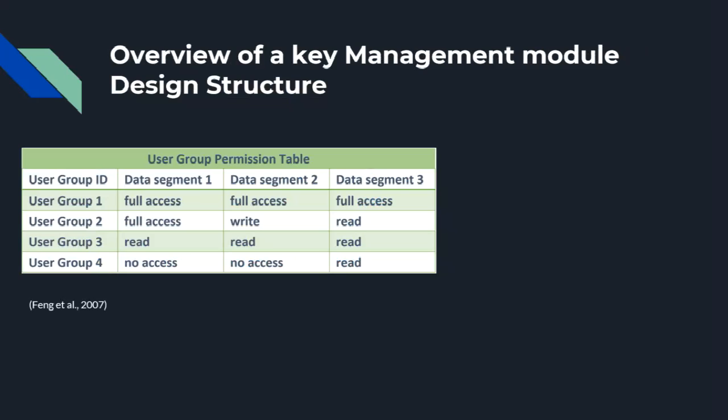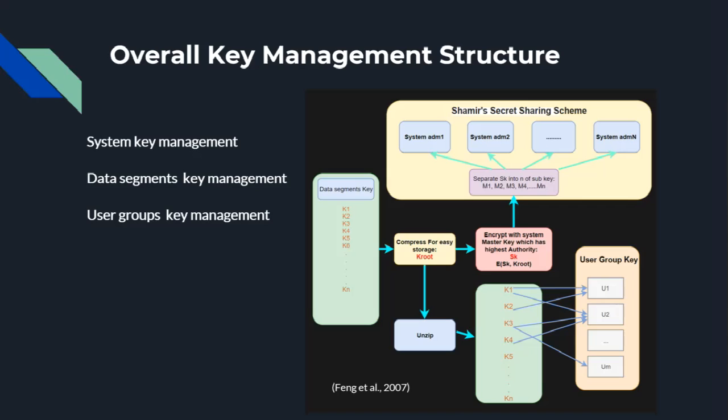Now we will introduce and evaluate a key management module system using such an approach. First of all, user groups will have access to the data segment. That does not necessarily mean they have full administration access to that segment. Different segments will have three types of keys: full access, write, and read. Therefore, based on this, they create a user group permission table to keep track of different user groups' permission types over different data segments.